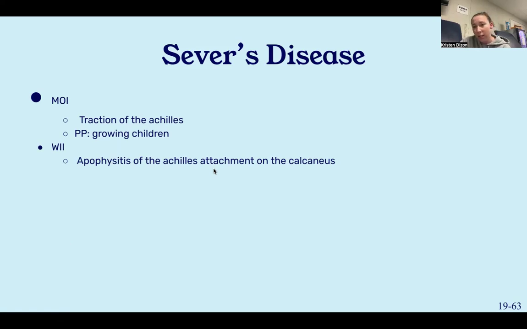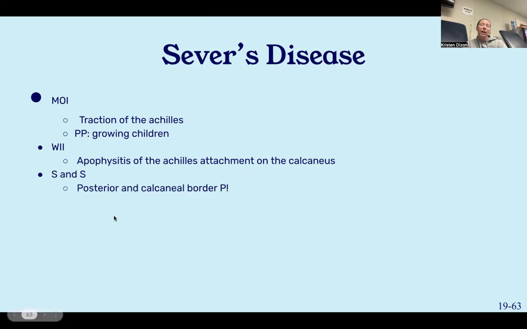As I'm going, if I'm going too fast, you can always pause at the end of the injury to write down what you need to write down. But an apophysitis of the Achilles attachment on the calcaneus is what is actually injured. Signs and symptoms: I'm going to have pain in the back of my calcaneus and at the calcaneal border. Remember, the calcaneal border is if you took your heel and put your finger like a horseshoe on it, that's going to be that border, and that's where you get pain with Sever's disease. Your pain's also going to increase during activity because every time I dorsiflex and plantarflex, I'm pulling on that calcaneal border and causing pain.